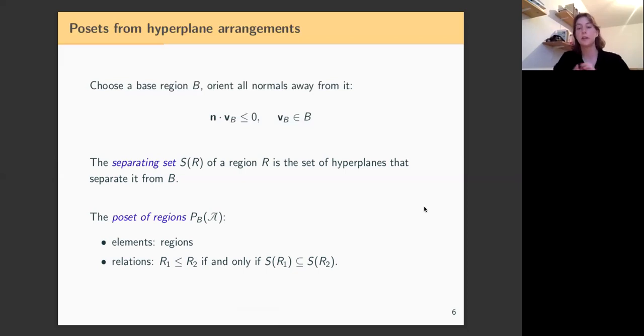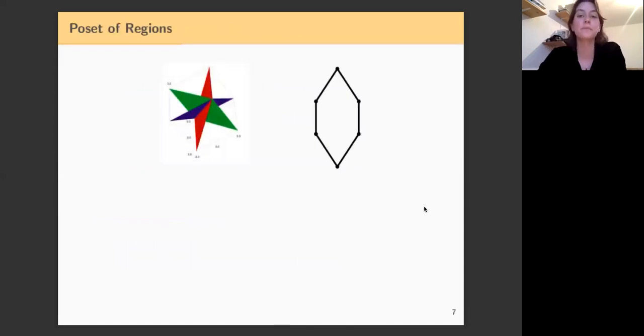Okay, so we'll see an example on the next slide, but I thought I would pause now and ask if there are any questions about that. Doesn't look like it. Okay. All right, so here's a rank 2 arrangement, which you might recognize as A2. It has 3 hyperplanes, and no matter which base region you choose, you'll get this hexagonal poset of regions.